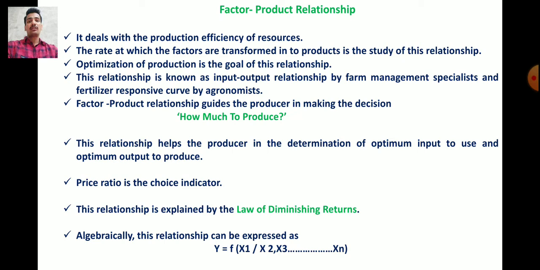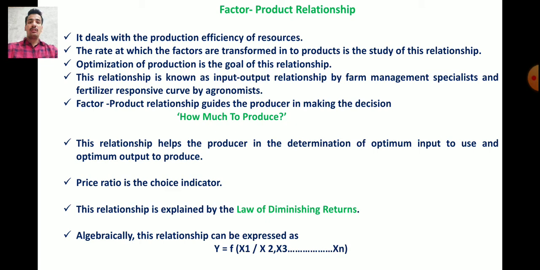The factor product relationship helps the producer in the determination of optimum input to use and optimum output to produce. How you will utilize your available resources to get the maximum product or the maximum output is shown by this factor product relationship.